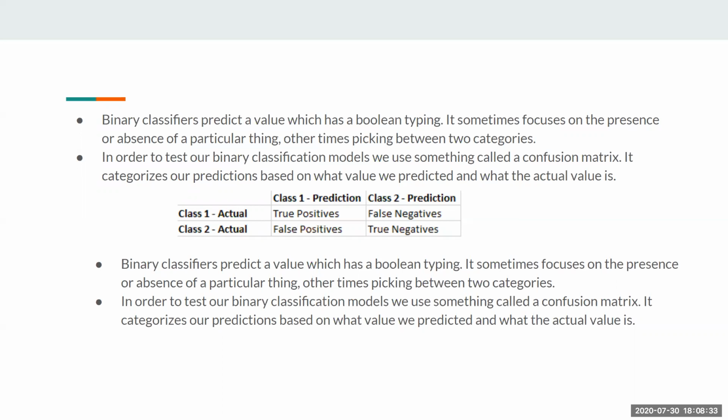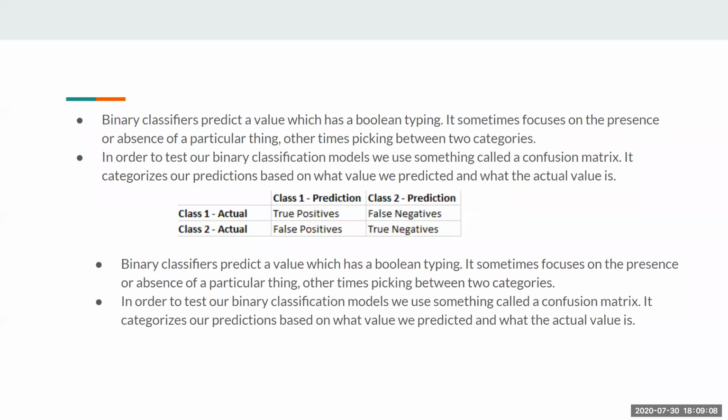In order to test our binary classification models, we build something called the confusion matrix. For binary classification tasks, confusion matrices are always 2 by 2 grids. We have class 1, which in this case we refer to as positive, and class 2, which we refer to as negative. We build this 2 by 2 grid based on what our model has predicted for a particular example, and what the actual underlying label was. And we split that into these 4 categories.